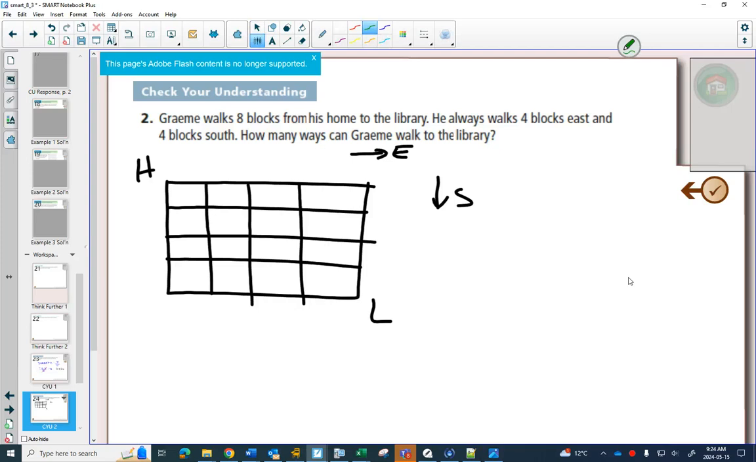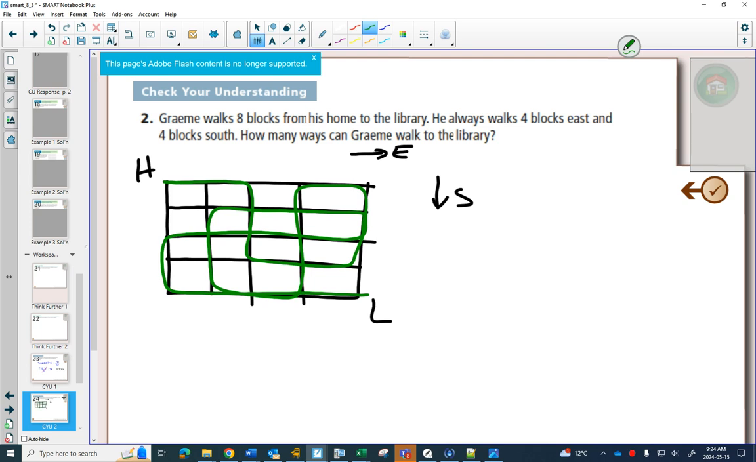Now, Graham is a pretty intelligent human being, and when he goes to the library, he does not get lost. He is also intelligent enough that he would never choose this as his pathway. Whoa. Oh, I'm there. That would be a very non-efficient way.